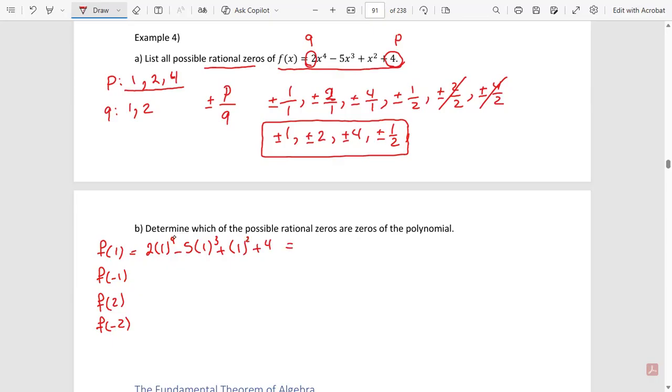so don't forget to find the power first. 2 times 1 is 2. 1 to the third power is 1. Negative 5 times 1. 1 squared is 1. Okay. 2 minus 5 is negative 3. Negative 3 plus 1 is negative 2. Negative 2 plus 4 is 2. Okay. The remainder is 2, it is not 0. That means 1 is not a 0 of this polynomial. So 1 is not a 0.